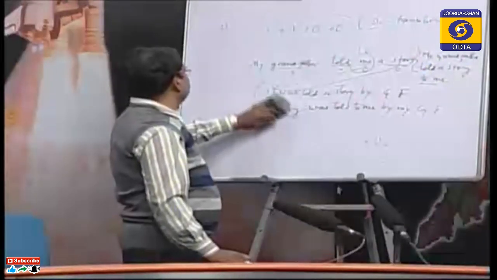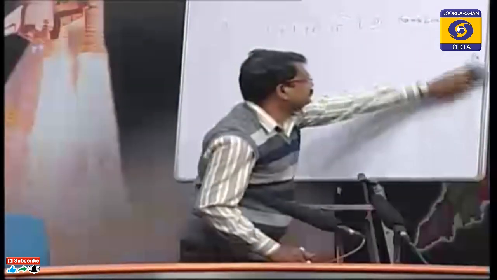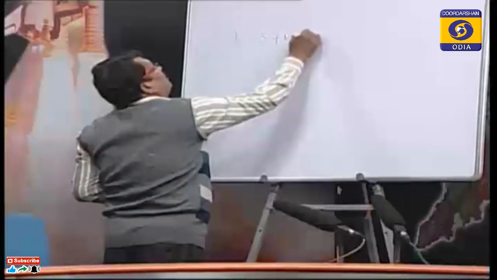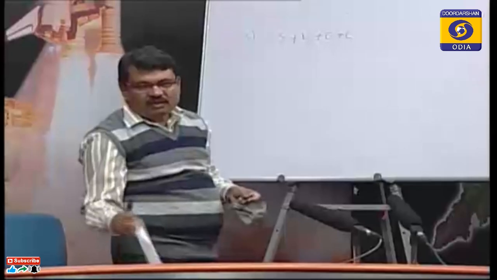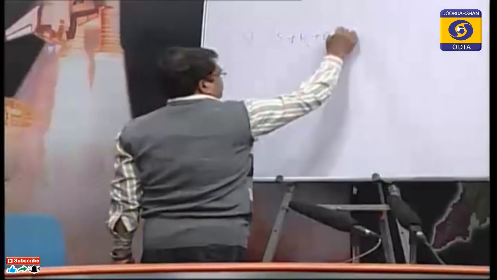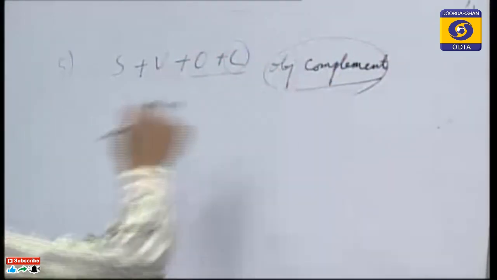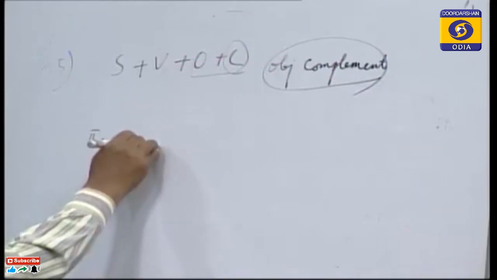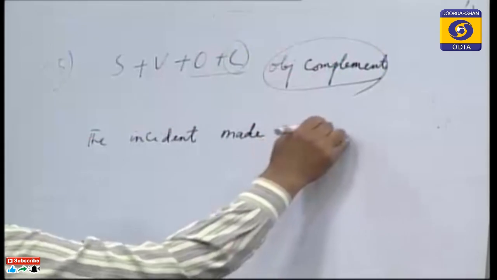And then we'll go to the next structure very quickly because the time is running. The fifth structure is subject, verb, object, complement. That means in this type of structure, the verb takes one object and another complement. Here it is called the object complement. This is the object complement. The examples are: the incident made me unhappy.